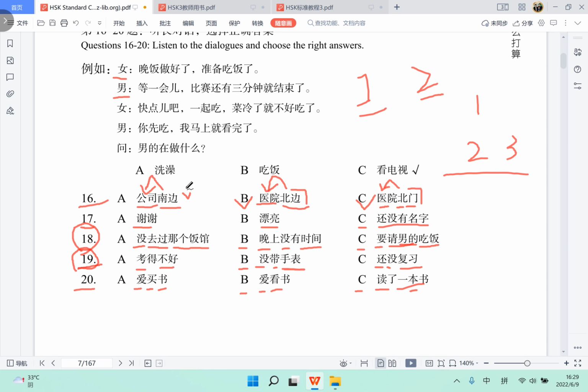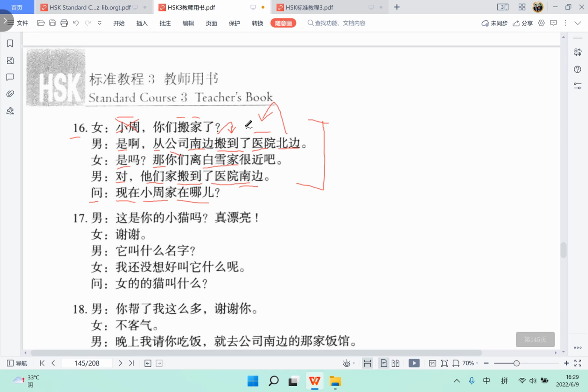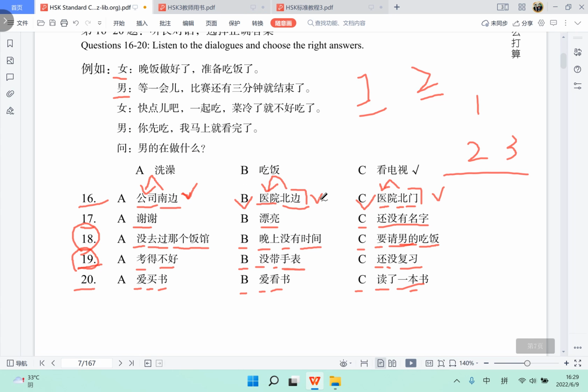So now when you hear that detail, you can take it beside these choices, and you have to note down something about this detail. Like this one, so from... to, right? So 从公司南边搬到了公司北边, and it's 小周, right? 小周, so you hear 周, so you write down Z here instead of 周, right?